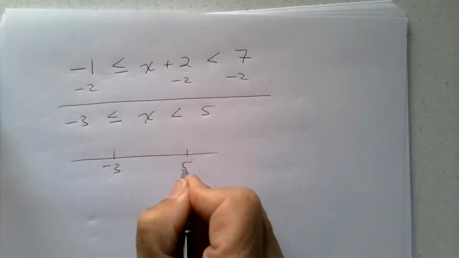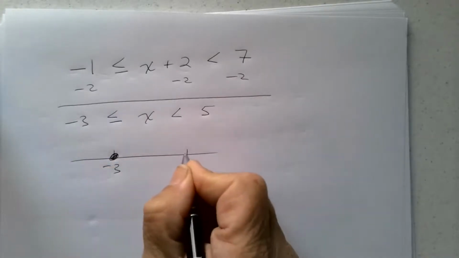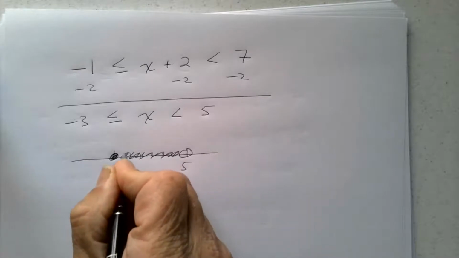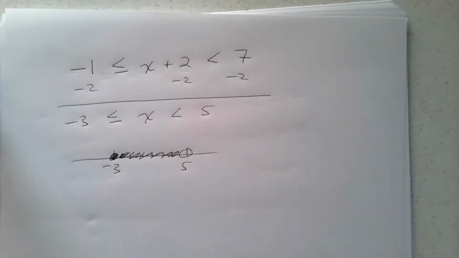-3 is here. 5 is there. Solid dot here. Open dot here. We get an answer. And you might say, that looks pretty good. That was fast. No doubt about it, it was fast. But there's a lot of places you can mess up. So let me show you what I mean by that.